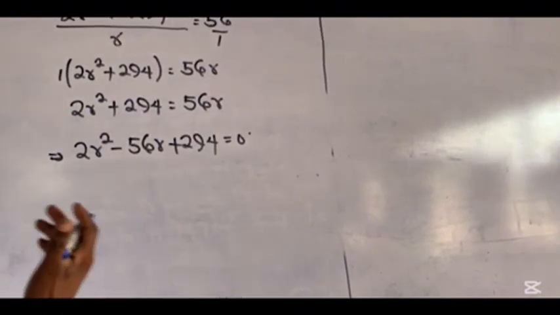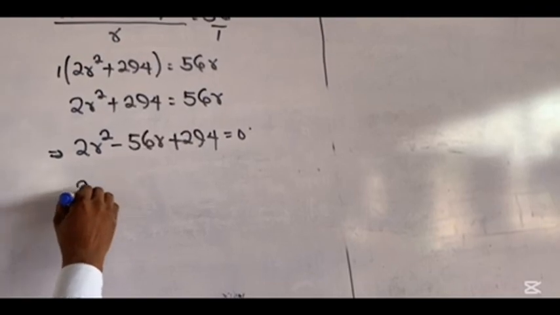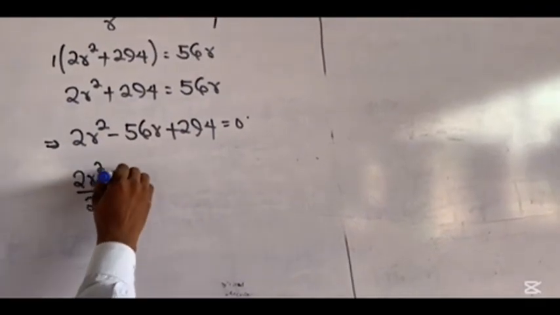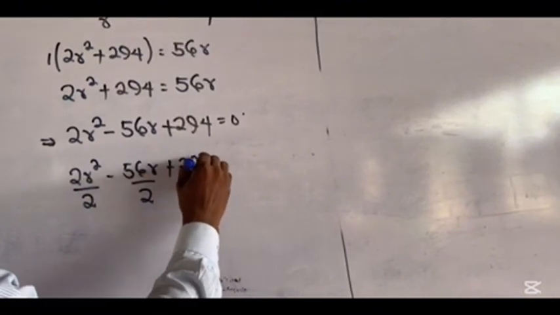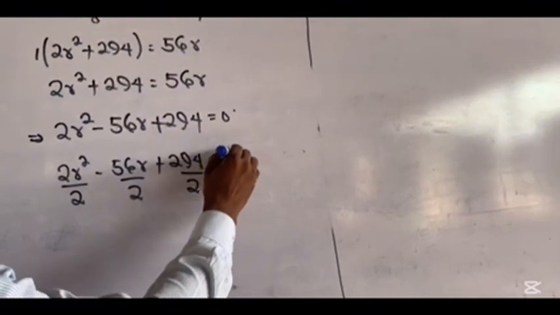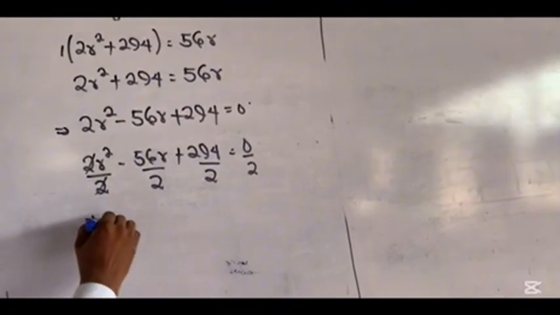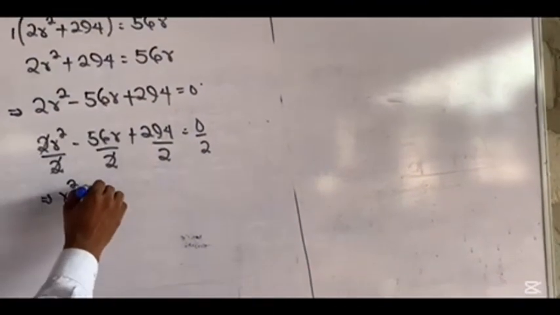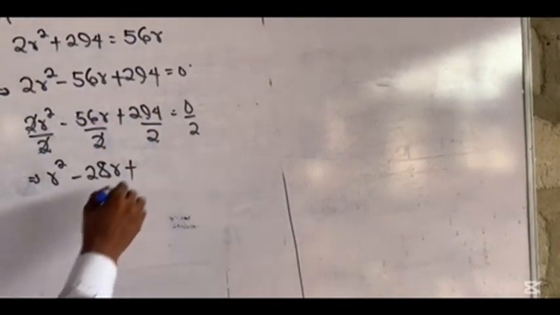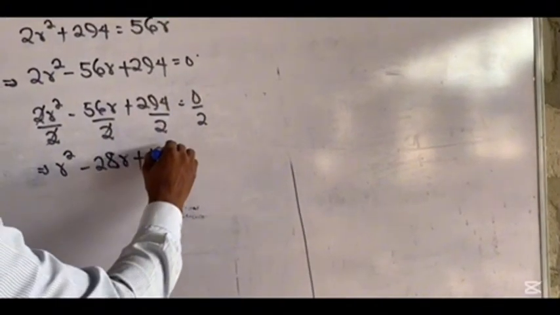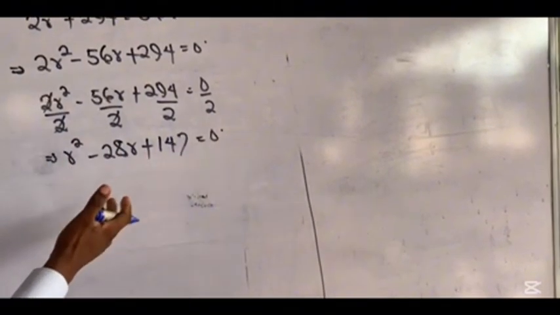We can reduce it to a lower extent by dividing both sides by 2. If that should happen, I will have 2 r squared over 2, 56 r over 2, 294 over 2, 0 over 2. So these two will cancel these two. I'm left with r squared, 2 into 56, 28 r, 2 into 294 will give us 147 equals 0. So it's more simplified in this manner.